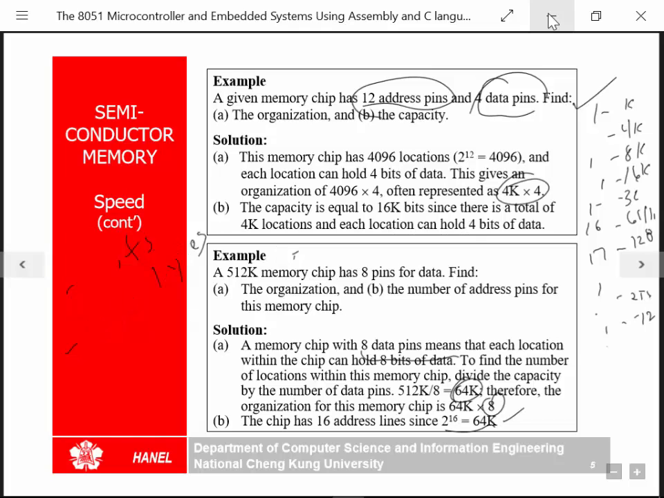So you see all 3 types of memory. Here it says this is a 512K chip, and it has 8 pins for data.